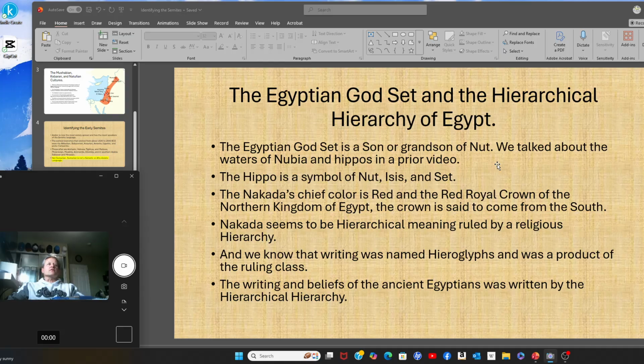And the Nakata's chief color is red, and the red royal crown of the northern kingdom of Egypt. The crown is said to come from the south. Nakata seems to be the hierarchical meaning, ruled by a religious hierarchy. And we know that writing was named hieroglyphs and was a product of the ruling class. The writing and beliefs of the ancient Egyptians was written by the hierarchy.